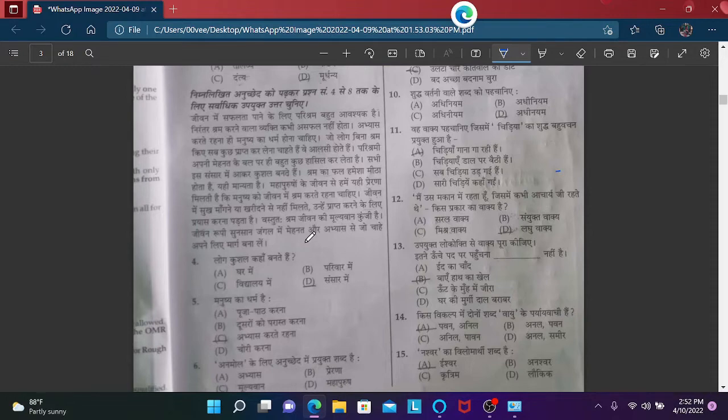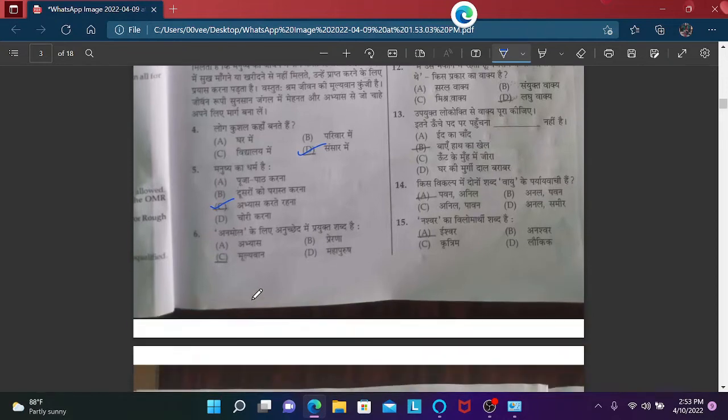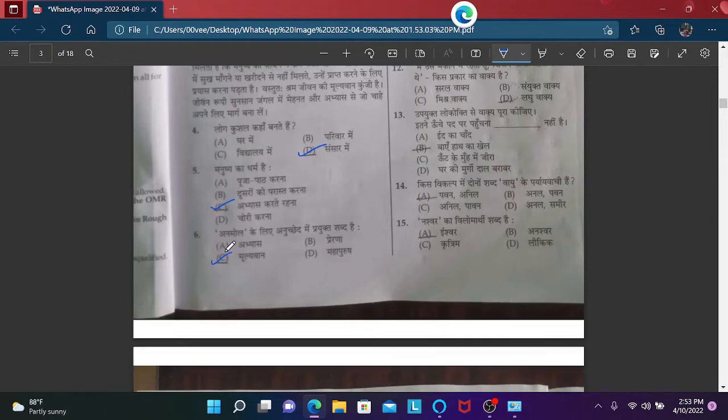So this is a passage. How do we answer from this passage? The first question: लोग खुशहाल कहाँ बनते हैं? The answer is संसार में. Next, मनुष्य का धर्म है अभ्यास करते रहना, that is option C. And then, अनमोल के लिए अनुच्छेद में प्रयुक्त शब्द है मूल्यवान. It is also written in that passage.